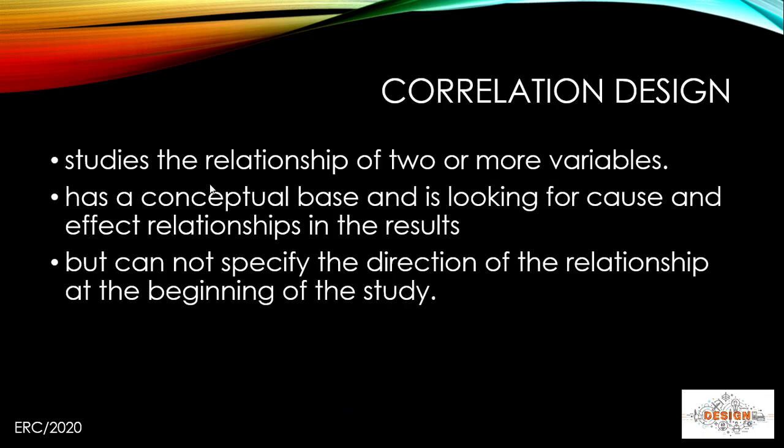Okay, correlation design studies the relationship of two or more variables, has a conceptual base, and is looking for cause and effect relationship in the results. But it cannot specify the direction of the relationship at the beginning of the study. So we have to identify kung ano ba yung relationship, direction of relationship. Okay, that is correlational studies or correlational design. It measures the relationship between two variables without the researcher controlling either of them. So there is no controlling of the variables.